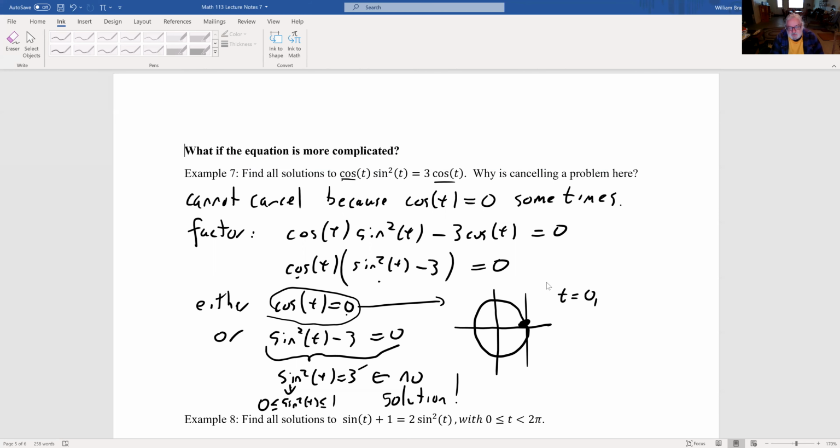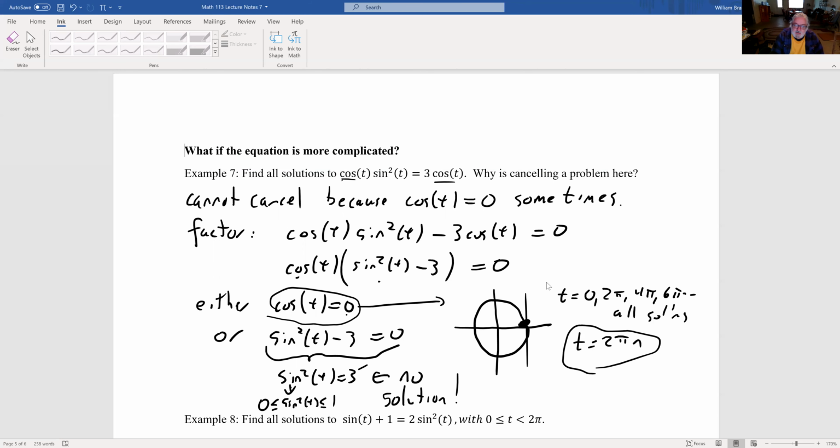There's only one solution between 0 and 2 pi, and that's t equals 0. But 2 pi, 4 pi, 6 pi, etc. These are all solutions, and t equals 2 pi n, for n any integer, is the set of solutions that we have.